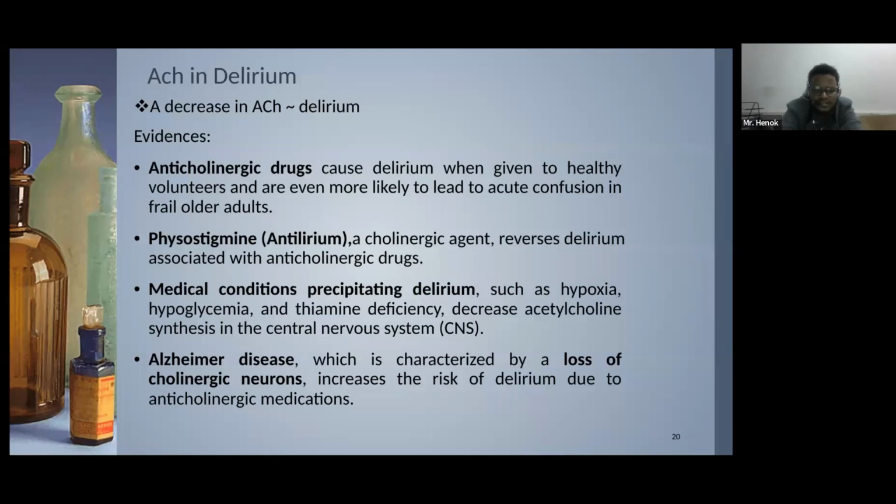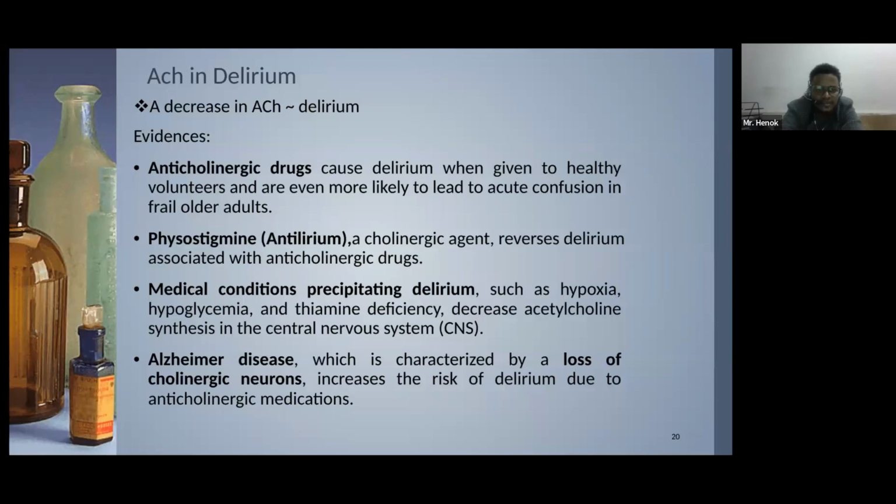The third one is medical conditions that precipitate delirium, such as hypoxia, hypoglycemia, and thiamine deficiency. These conditions are known to decrease acetylcholine synthesis in the central nervous system. And the last one is Alzheimer's disease, which is characterized by a loss of cholinergic neurons and increases the risk of delirium due to anticholinergic medications.